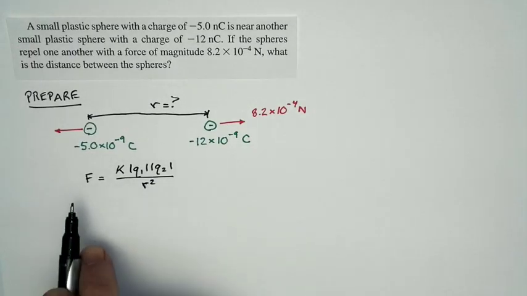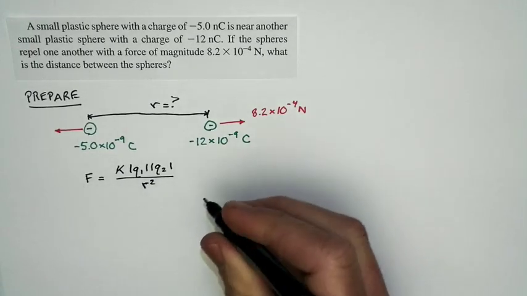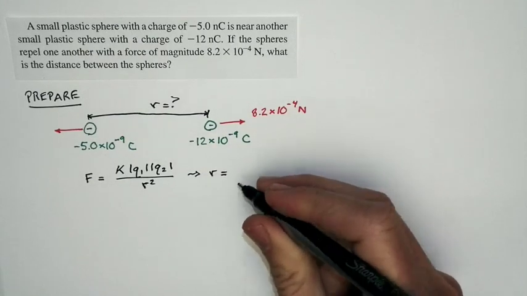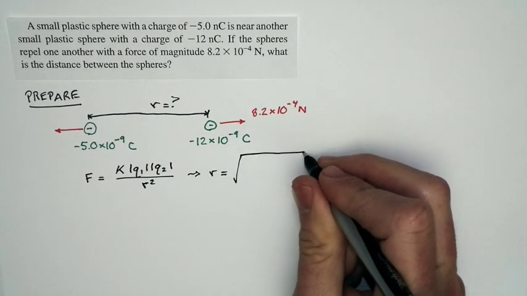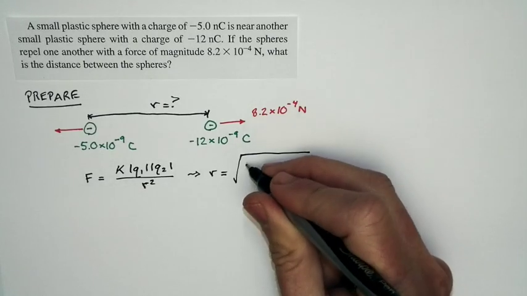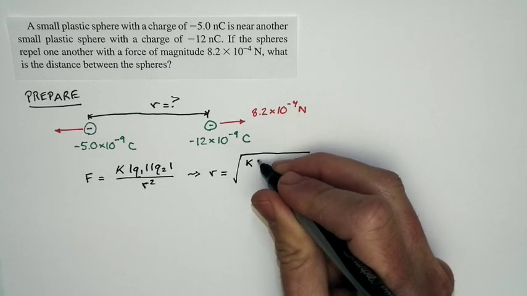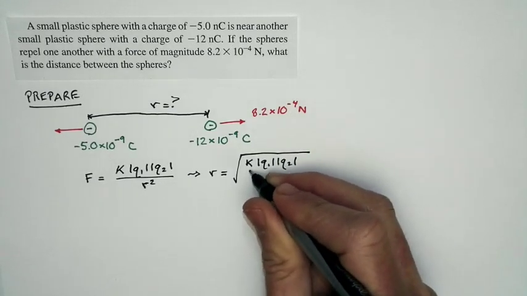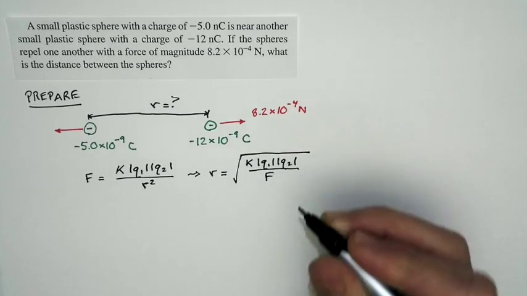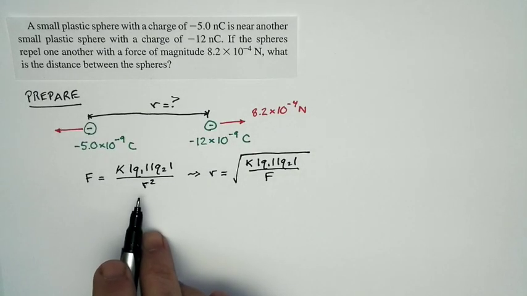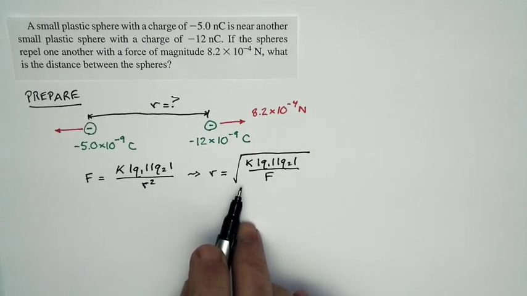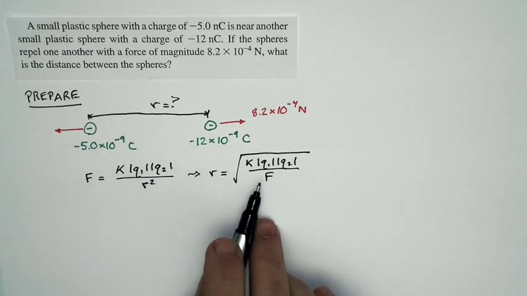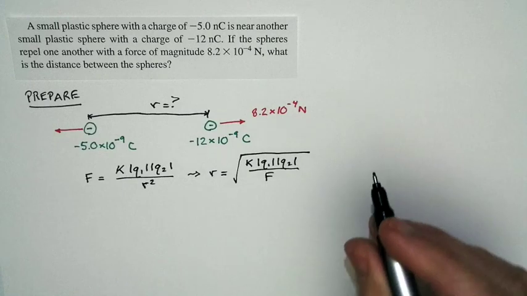Well, in this case, we know the force, we don't know the distance, so we can rewrite the equation so we can solve for the distance in terms of the force. So we just rewrite this equation, and the distance is the square root of K times the magnitude of Q1 times the magnitude of Q2 divided by the force. So we've just rewritten the Coulomb's law equation so that it looks like this. We know the numbers for Q1, for Q2, and for the force. We're just going to solve for the distance.